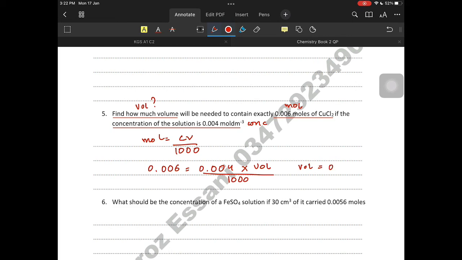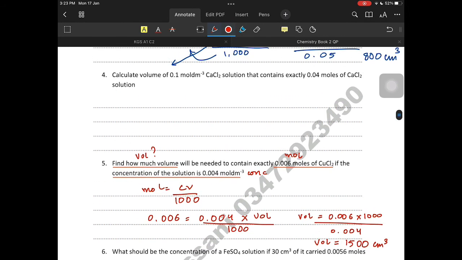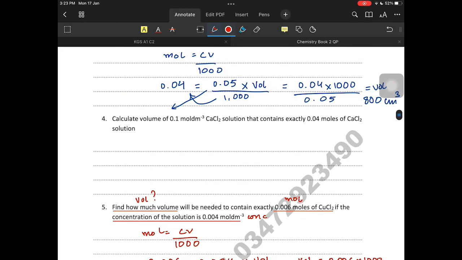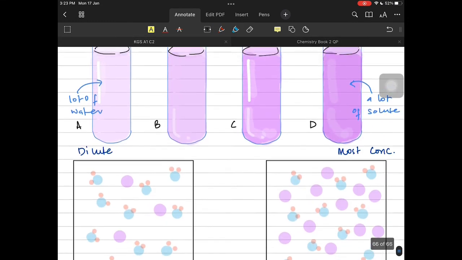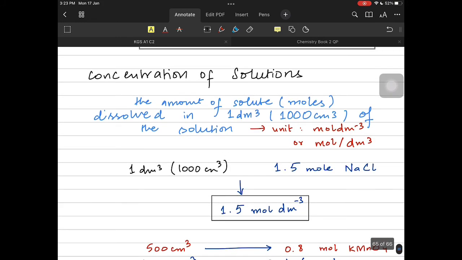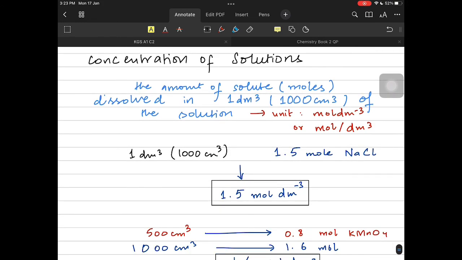Volume can be calculated by 0.006 times 1000 divided by 0.004. Yeah, we get to know that 0.006 times 1000 divided by 0.004 should be somewhere above 1000. It's 1500 centimeter cube. So we need this much volume of this concentrated solution to find out the moles that we need. So we saw we can use the same formula for differently concentrated solutions, and the concentrations are here with us.